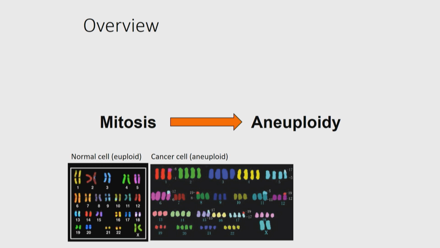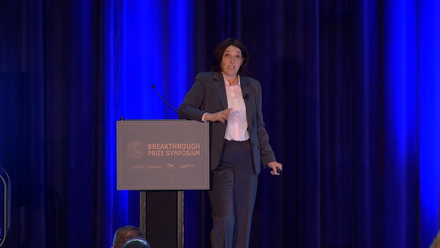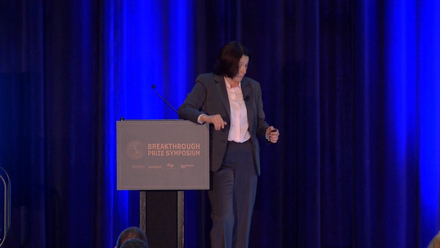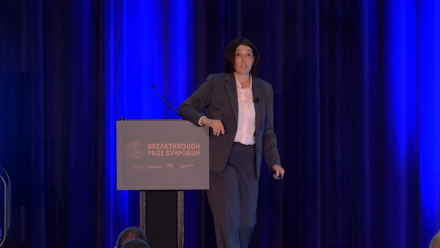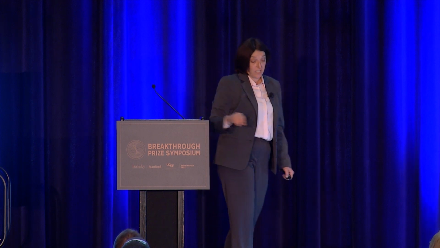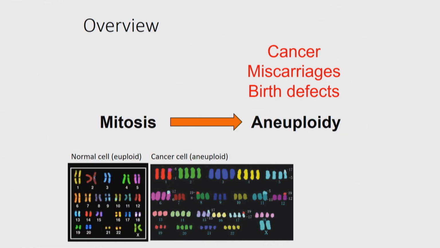On the left, you see a normal cell that has these 23 pairs of chromosomes. And on the right, you see an example of a highly aneuploid cell, a cancer cell. That already gives you a hint of why we believe it's important to study aneuploidy. It turns out this condition is always associated with death and disease. When chromosome missegregation happens in the cells that give rise to egg and sperm, it's actually the leading cause of miscarriages and mental retardation in humans.